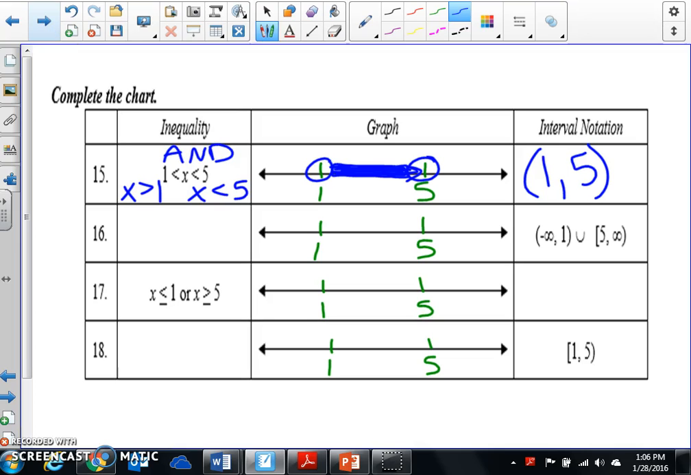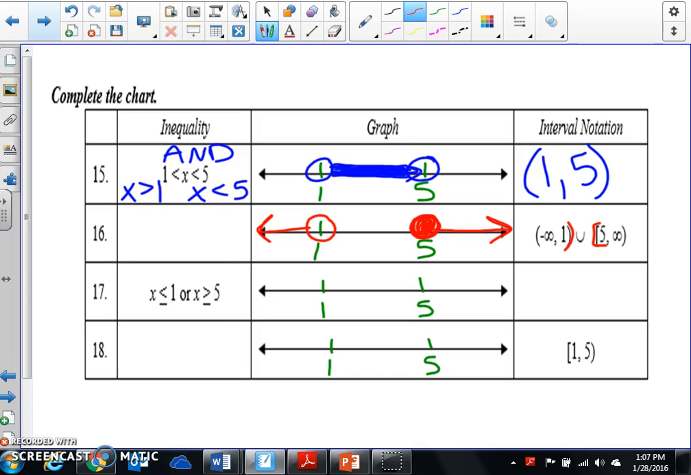All right, on this one, we actually have to go back a little bit, which is kind of odd. So I start at 1. This parenthesis right here tells me it's an open circle. And then since it's going to negative infinities, it's going to have an arrow. Here, this bracket means that it's a closed circle at 5. And that's going to positive infinity.